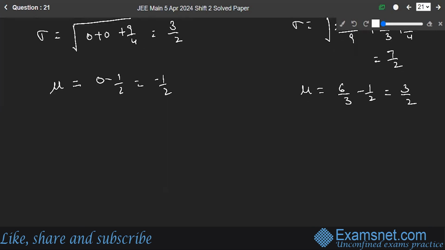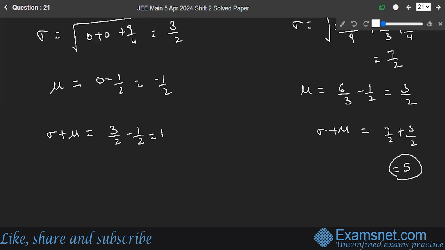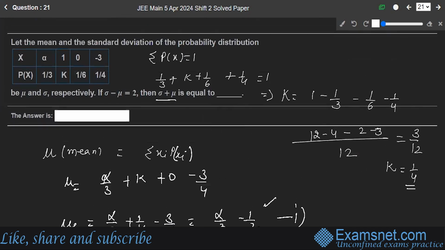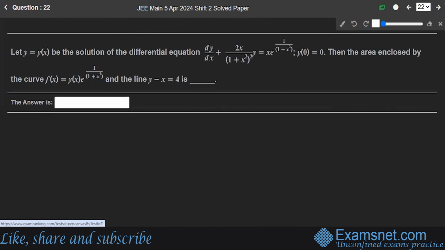Right. So in this case, the sum of the two is 1, and the sum of the two in the other case will be equal to 7 by 2 plus 3 by 2, which is equal to 5. So these are the two possible answers. Either it can be 1 or 5. But according to the NTA, 5 is the right answer. So that means this is the right answer to the question. Hope you got that. Let's move to the next question.